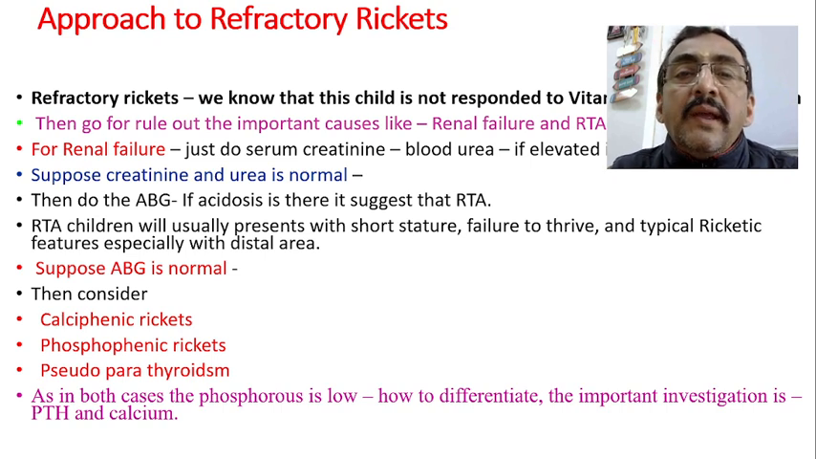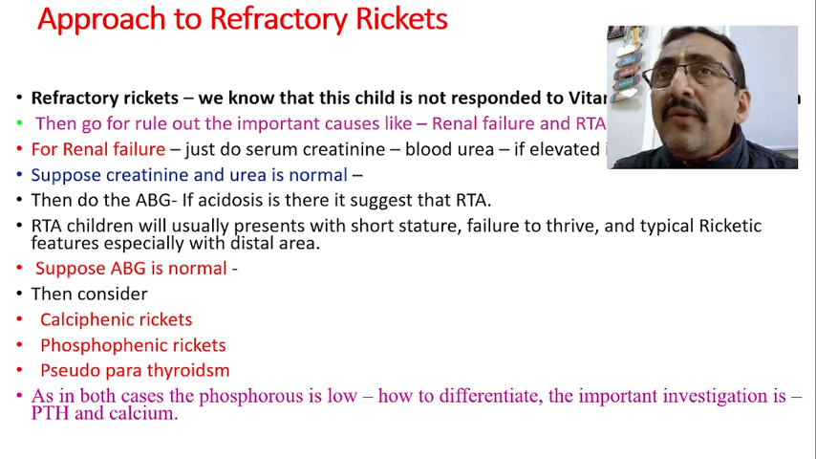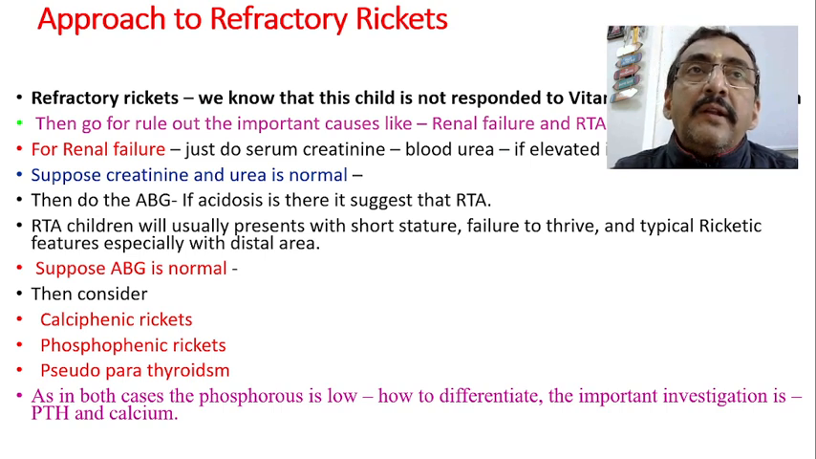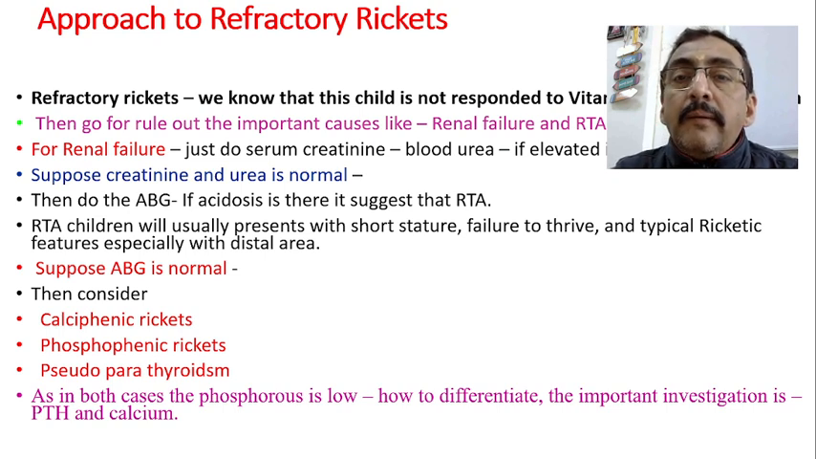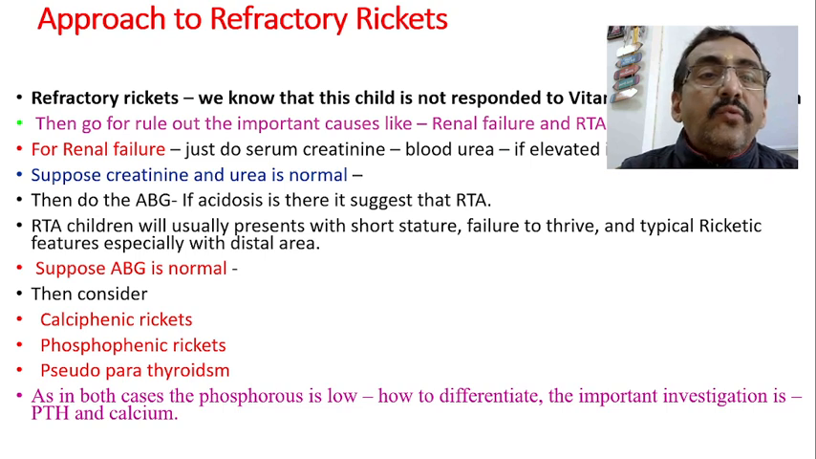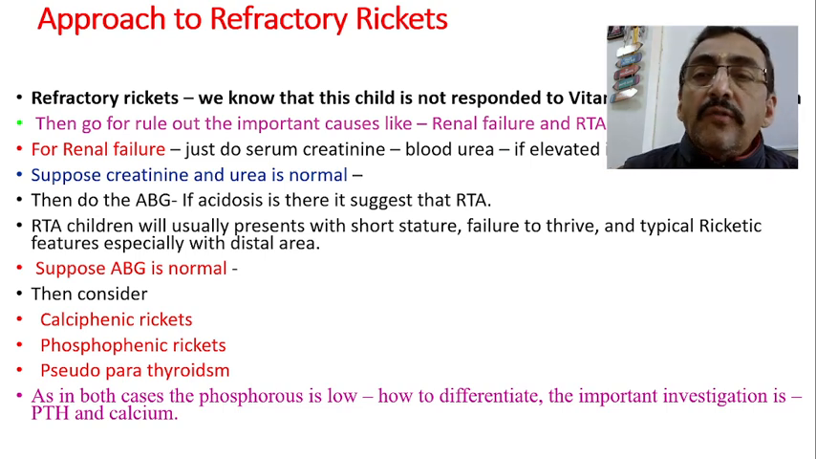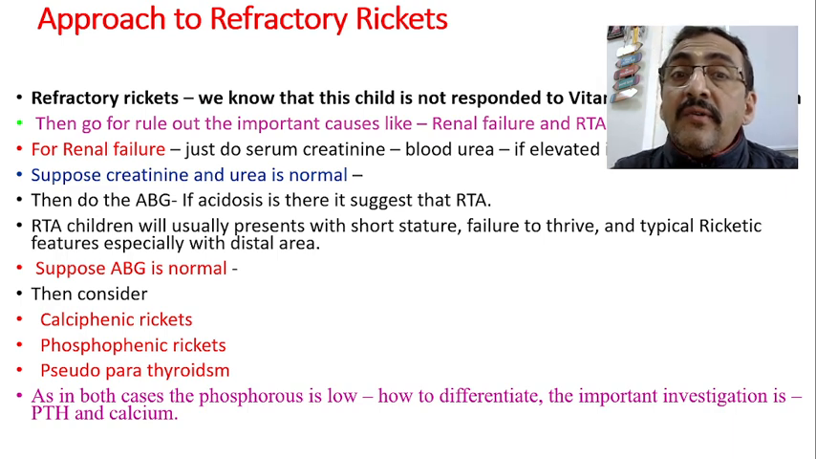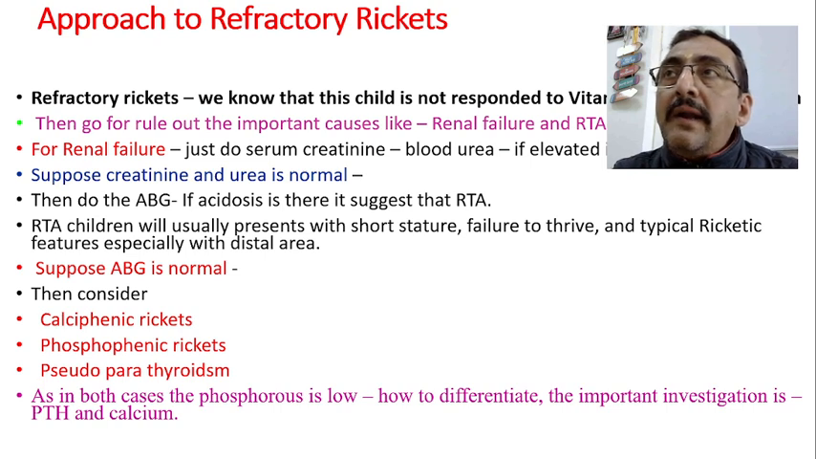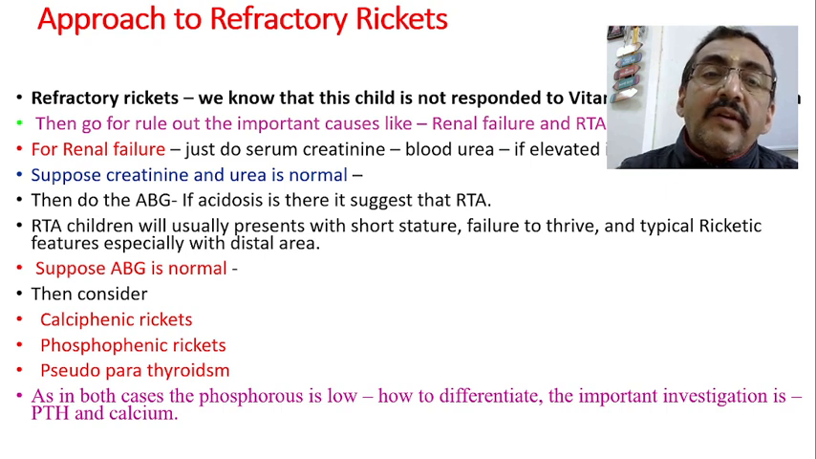Then we have to rule out the important causes like renal failure and renal tubular acidosis. Okay, for refractory or dependent rickets, two important causes are renal failure and renal tubular acidosis. Now, for renal failure, you just do the serum creatinine level and blood urea, and if these two are elevated, then it is indicative of a renal cause. Suppose the creatinine and urea are normal, then go for arterial blood gas analysis, and if you find acidosis, then it suggests renal tubular acidosis.